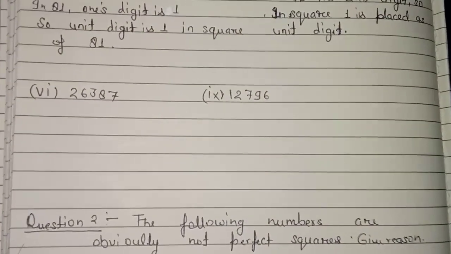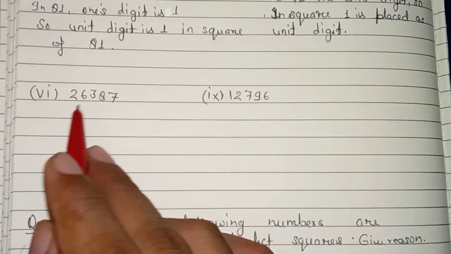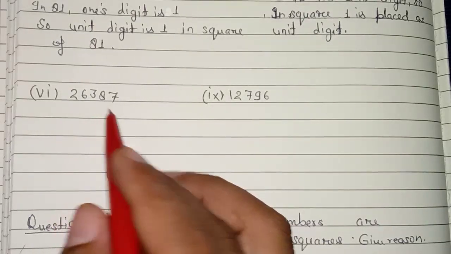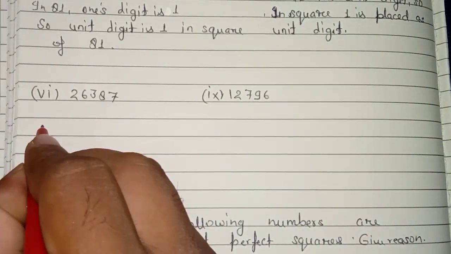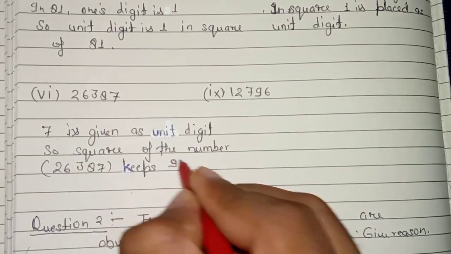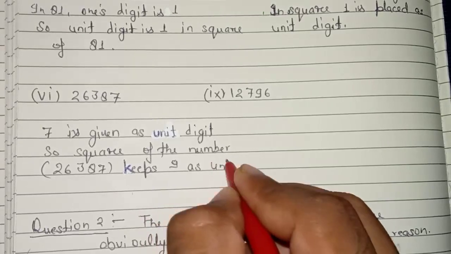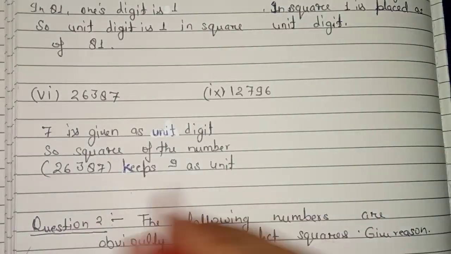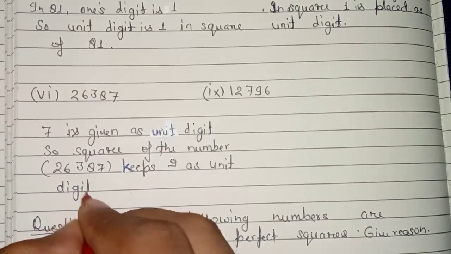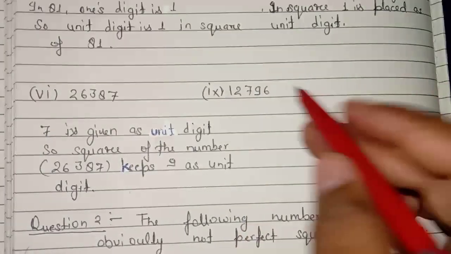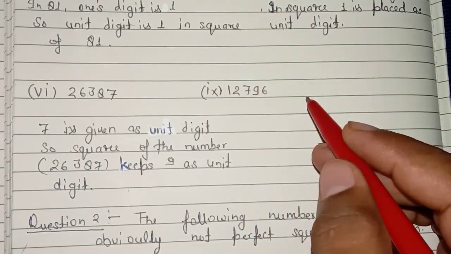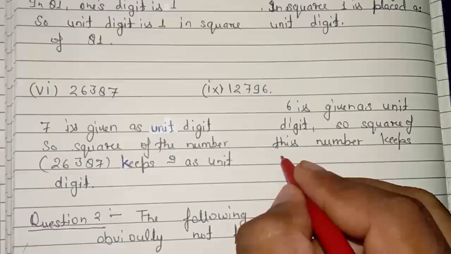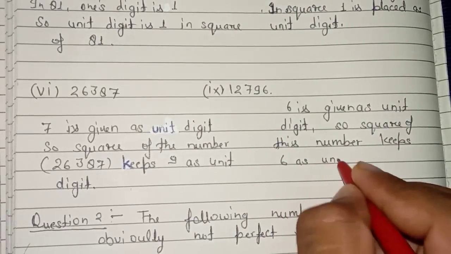In this question, question number 6, in the sixth part of the question, 26,387. 7 is the number which is placed on the ones place of the number. So 9 as unit digit. Why 9? Because 7 sevens are 49 and 9 is the unit digit in 49. That is why. Again, we are given here 12,796. Here 6 is given as unit digit. So 6 as unit digit.